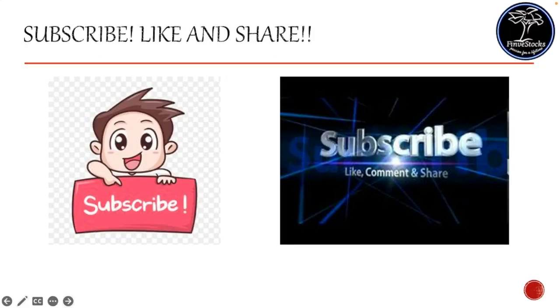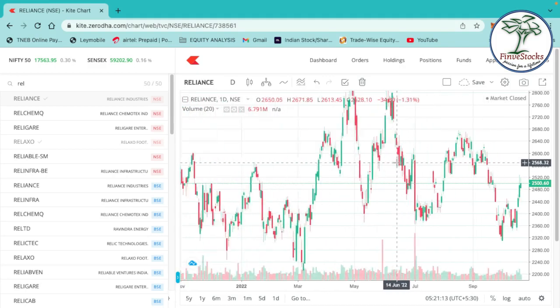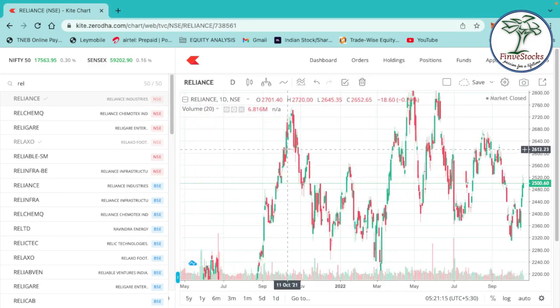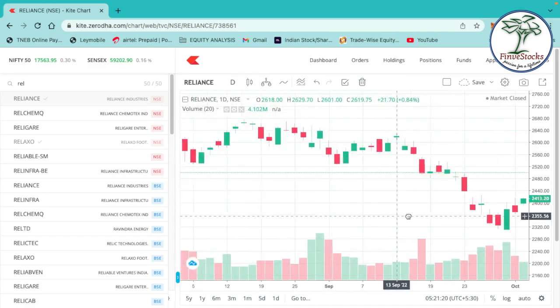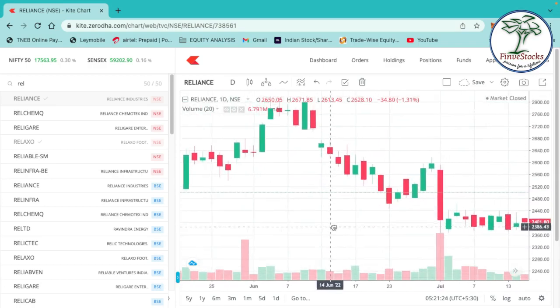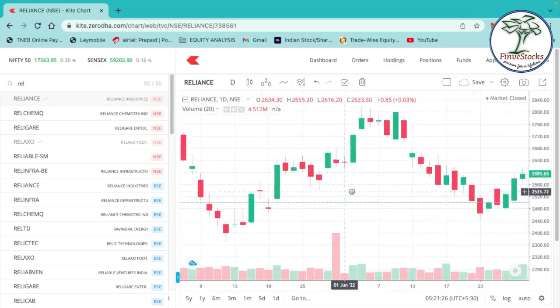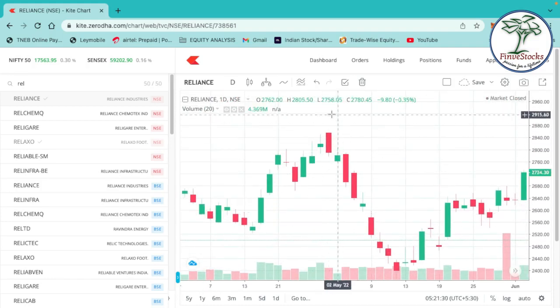Now let's see some of the live examples for bearish engulfing pattern. For that we will go to Kite and we will open the same Reliance for some engulfing pattern. So we have to search engulfing pattern, bearish engulfing pattern on the top of uptrend. So here clearly we can see one engulfing pattern over here.